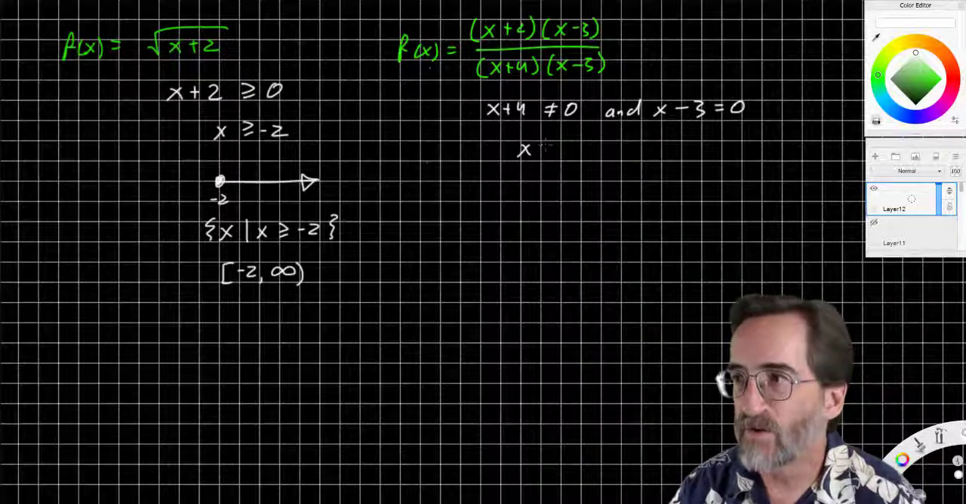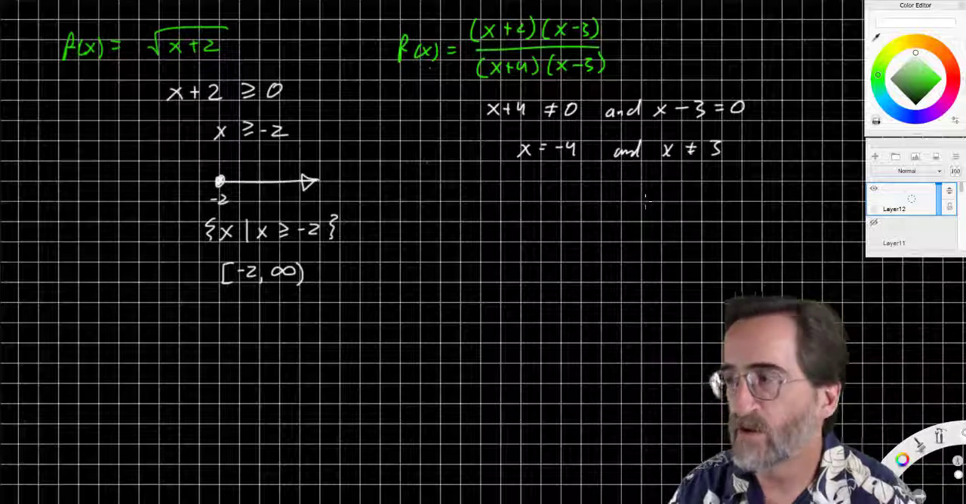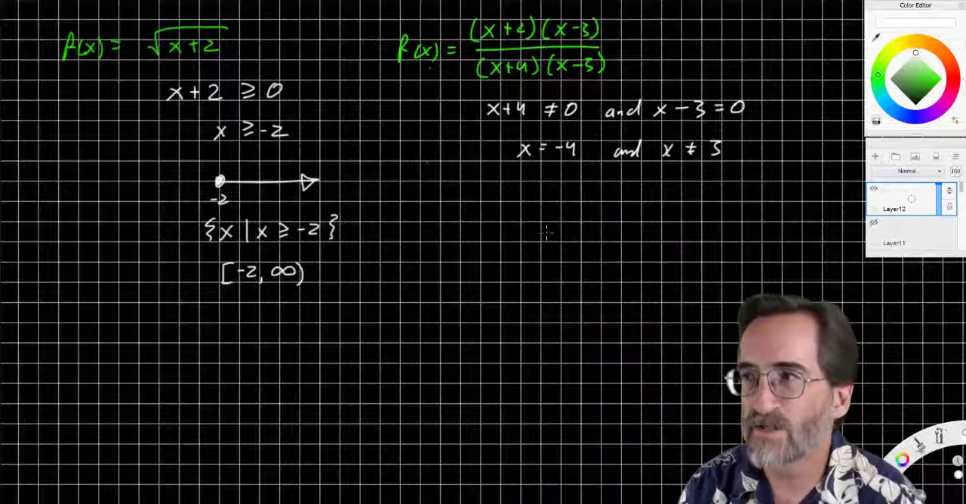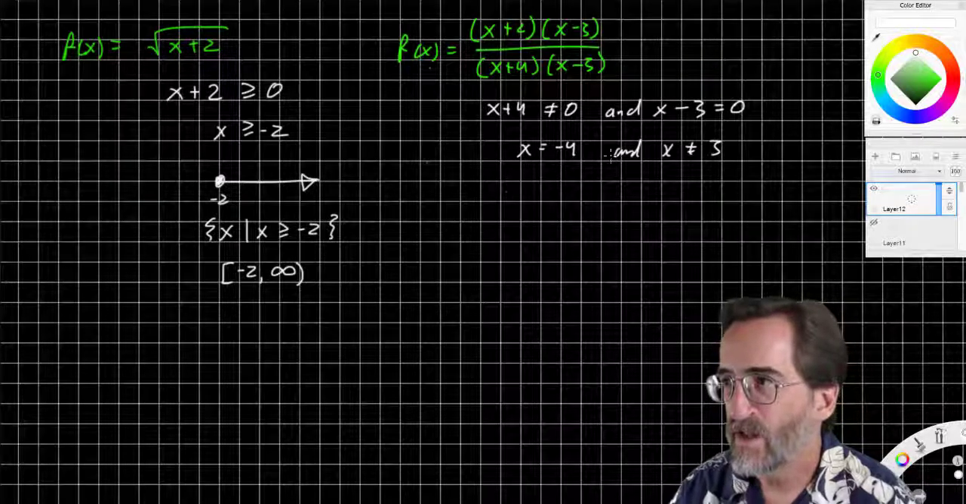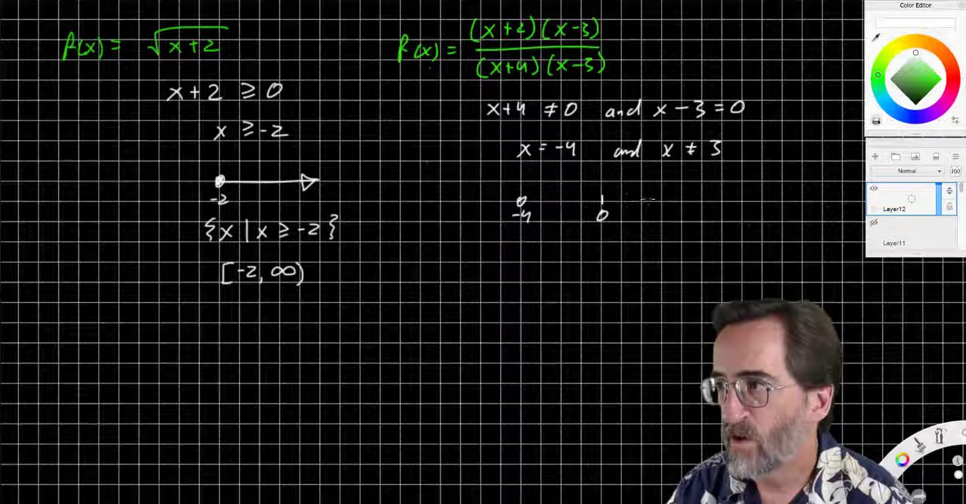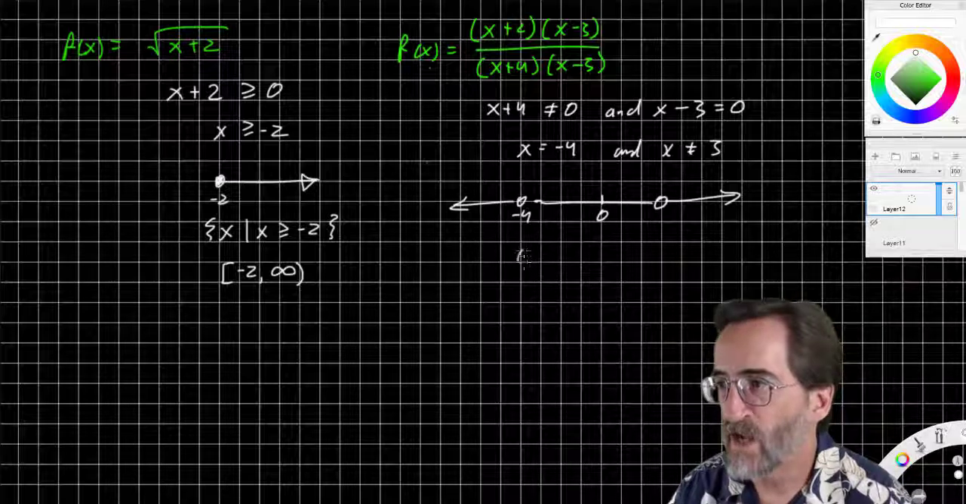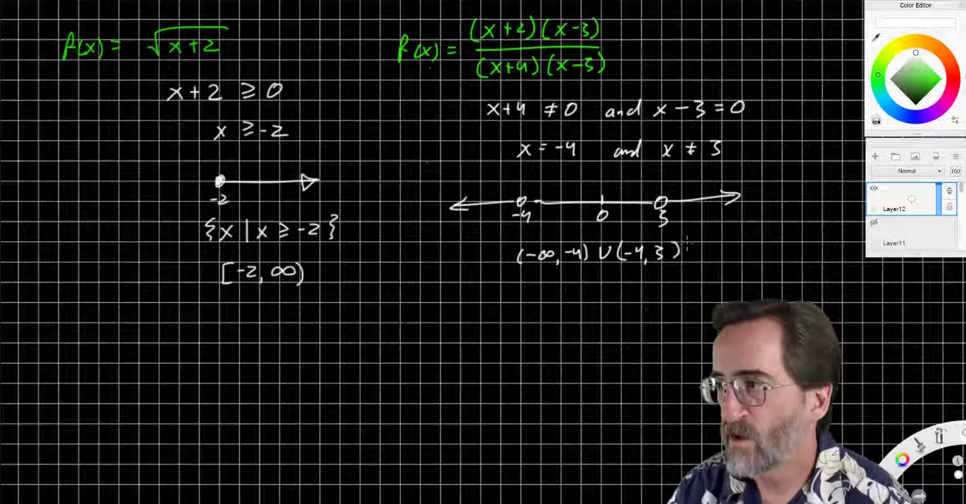So x cannot be negative 4, and x cannot be 3, right? So the domain excludes these two numbers. So if I have negative 4, it excludes that. 3, 2, 1, 0, 1, 2, 3. So there are holes there and there, right? So I'm just going to do interval notation here. Negative infinity to negative 4, soft boundary, union, negative 4 to 3, union, 3 to infinity.